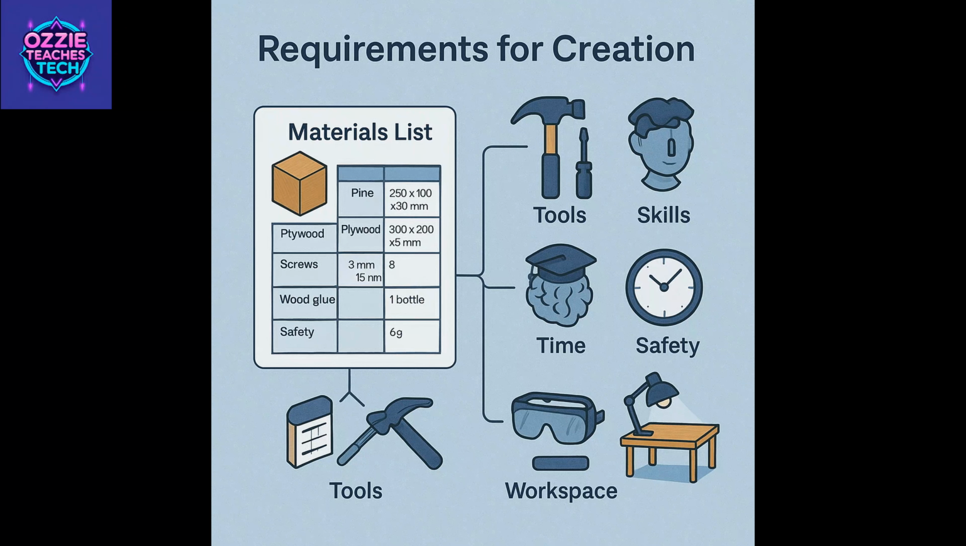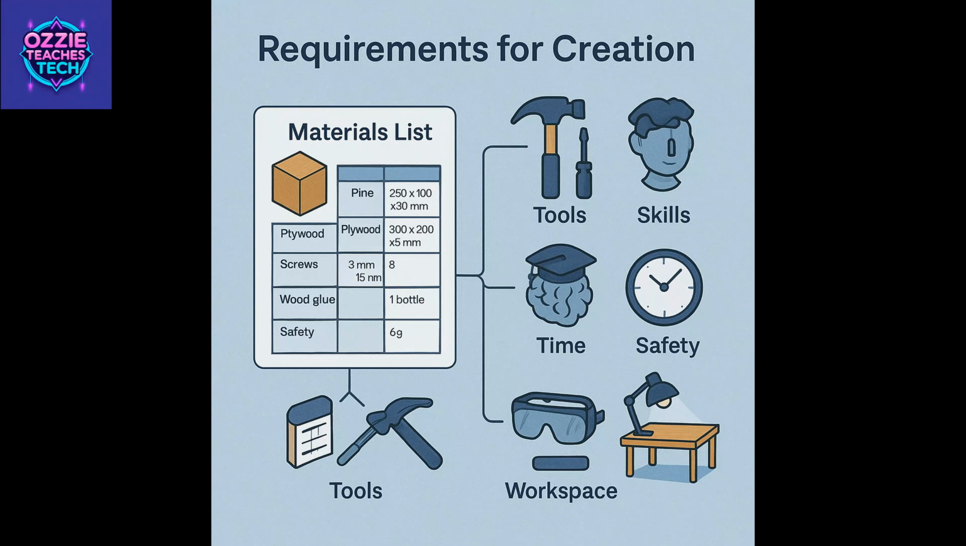Step 4, time requirements. Break down how long each phase will take. Include the preparation time, the construction or creation time, the drying or setting time, the testing and refinement time. 5, safety considerations. What safety equipment is needed? Goggles, gloves? What precautions must be taken?